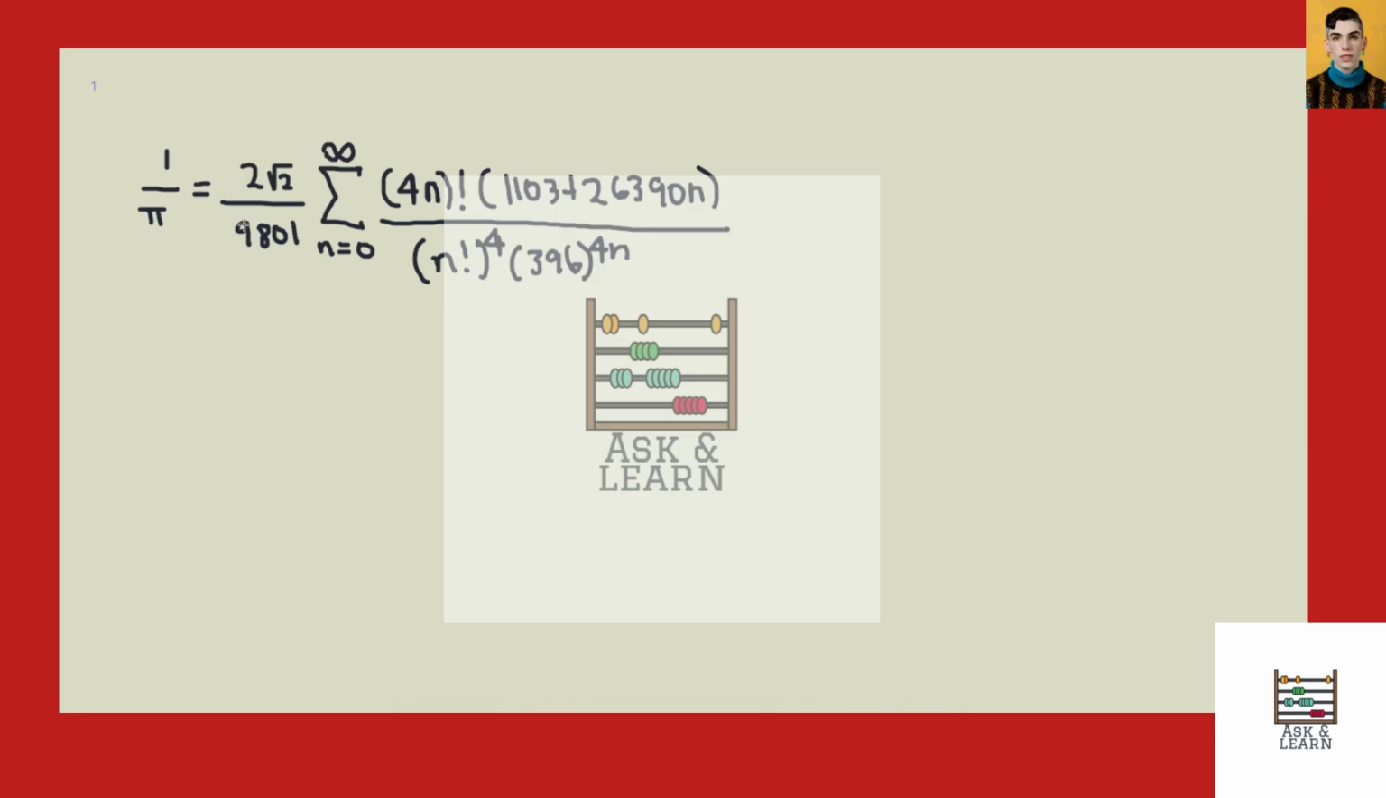We have this series representation for 1 over pi, and for part A, we'd like to show that the series converges. And so let's go ahead and resolve this for part A. To do this, to show it converges, let's use the ratio test.